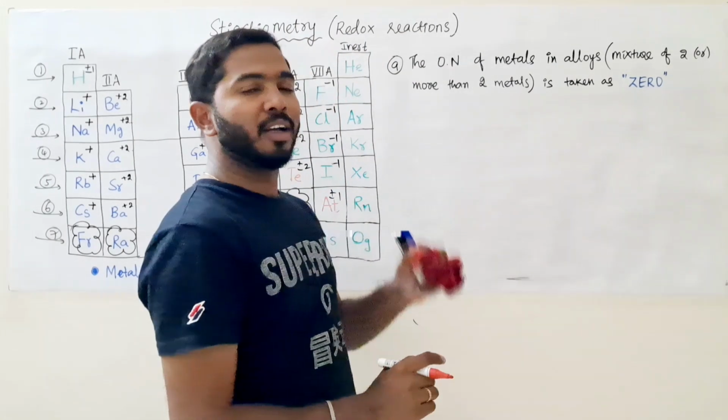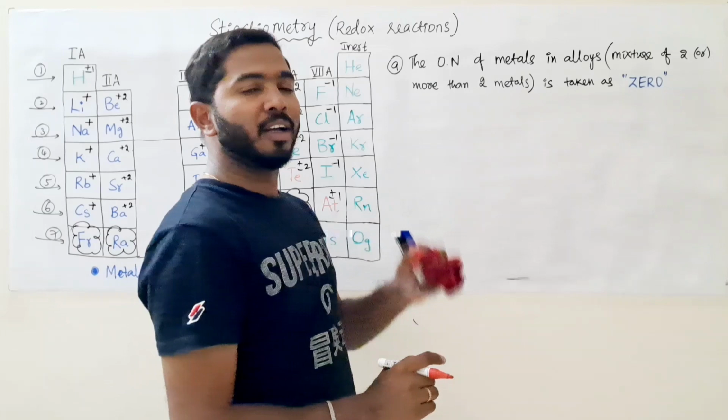Okay, next, the oxidation number of metals in alloys is generally taken as 0. So what are alloys? The mixture of two or more metals is called an alloy. Let me give you an example, that is brass. Brass is an alloy of copper and zinc. Whereas the other example we can take is bronze. It is an alloy of copper and tin.